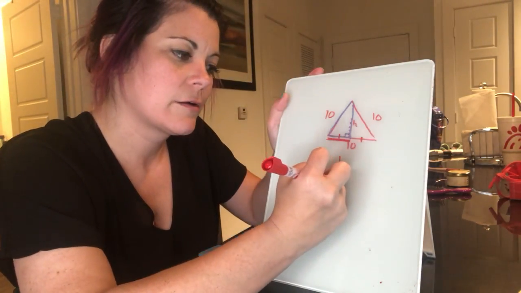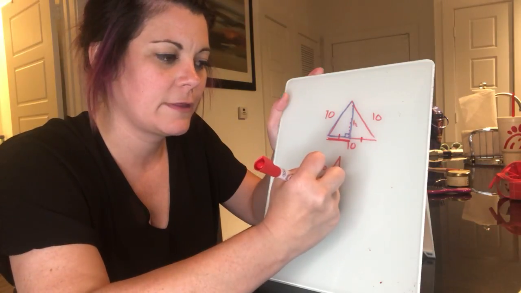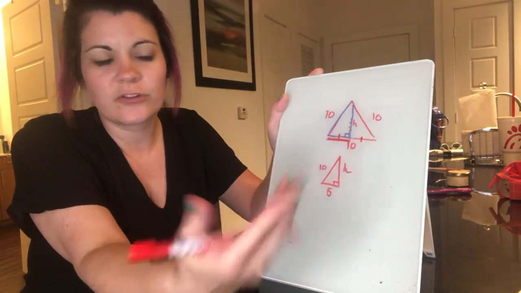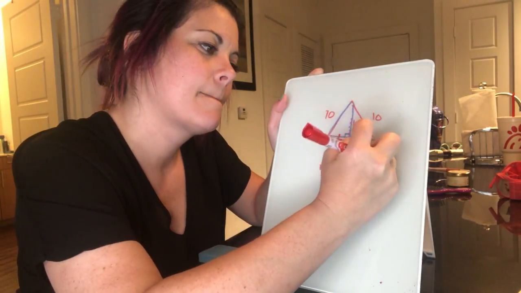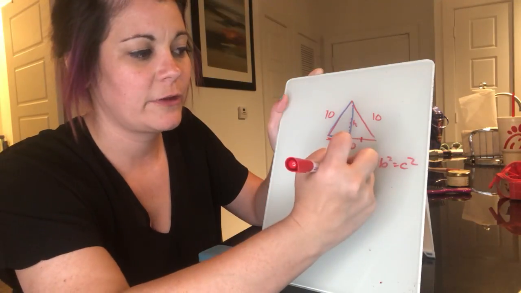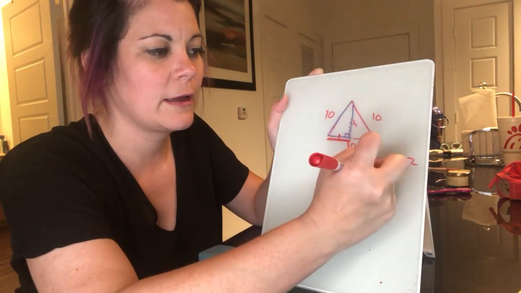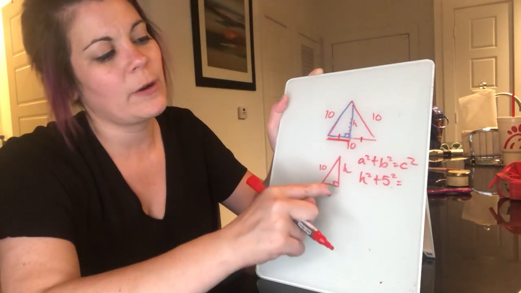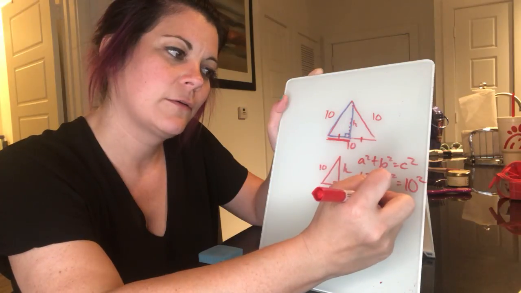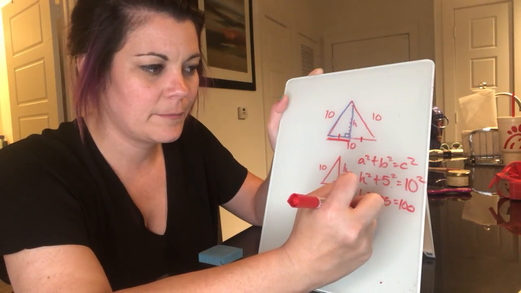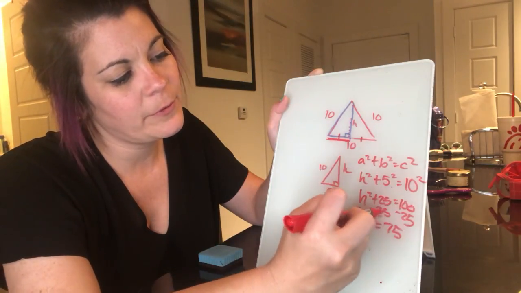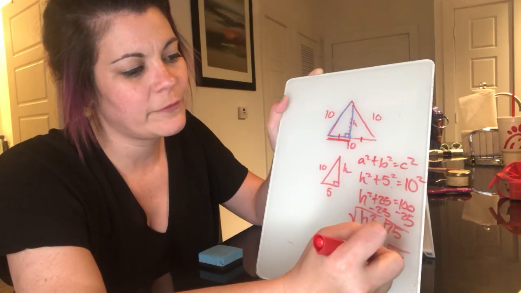So we draw our half of a triangle. We know this side's 10, we know this side's 5, and we're looking for h, the height. And this is our right angle. I'm just redrawing the triangle. Then we use a squared plus b squared equals c squared to solve it. I can use h squared for one of the legs, and for the other leg I can plug in 5 squared. And c squared is always the hypotenuse, so 10 squared. Then we solve it. h squared plus 25 equals 100. Minus 25 from both sides. h squared equals 75. Then take the square root, h is equal to the square root of 75.